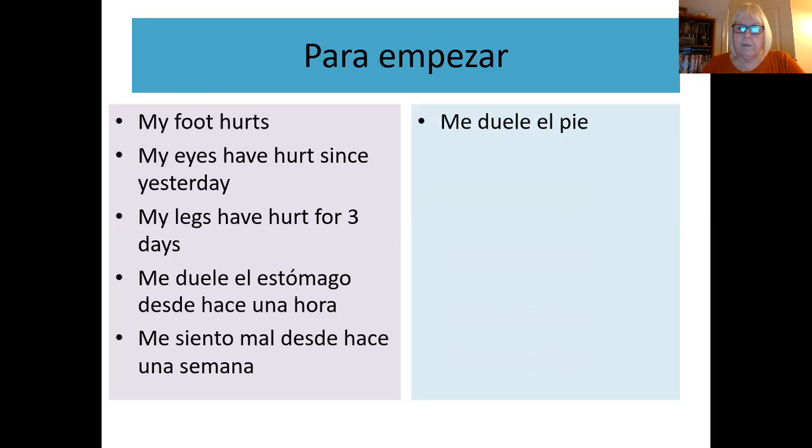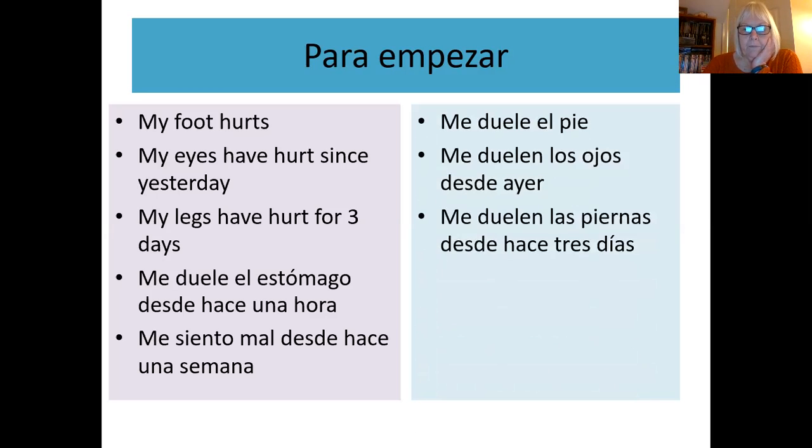It's singular, so it's me duele el pie. Número 2, my eyes have hurt since yesterday. So we had since yesterday is desde ayer, and it's me duelen los ojos. My legs have hurt for 3 days. Me duelen las piernas desde hace 3 días. Remember there you've got the difference between desde followed by a point in time. Desde hace is followed by a period of time.